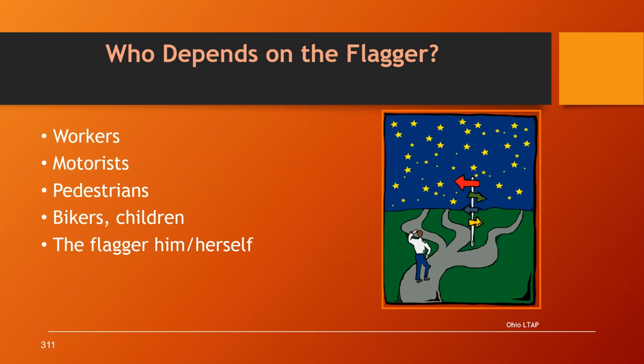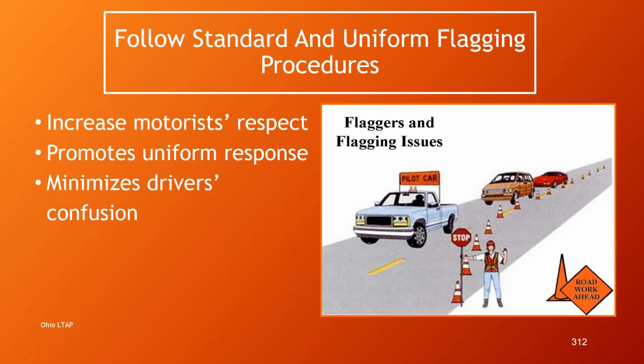Different people depend on the flagger: the roadway workers, the motorists, pedestrians, bicyclists, and of course the flagger himself or herself. And it's important that we follow standard and uniform flagging procedures. We don't want you to create your own method of flagging. We want you to flag the way that it shows us how to do that in the temporary traffic control manual. If we do that, then we're increasing motorist respect, promoting a uniform response, and minimizing drivers' confusion.